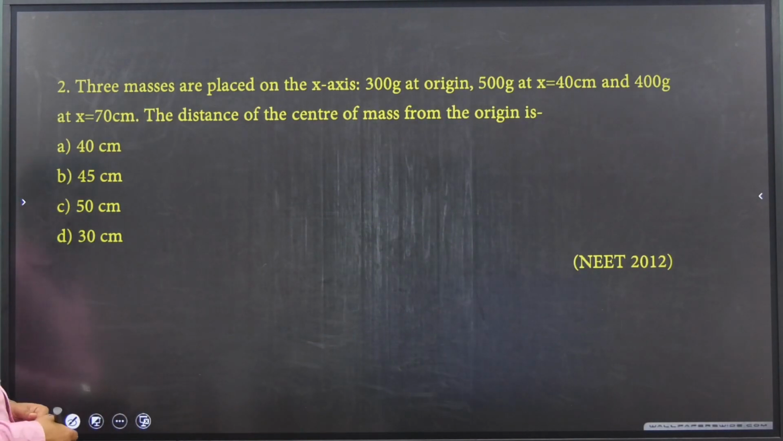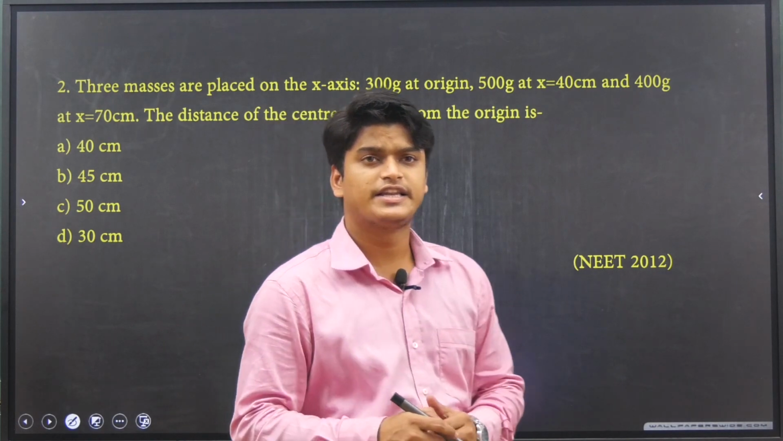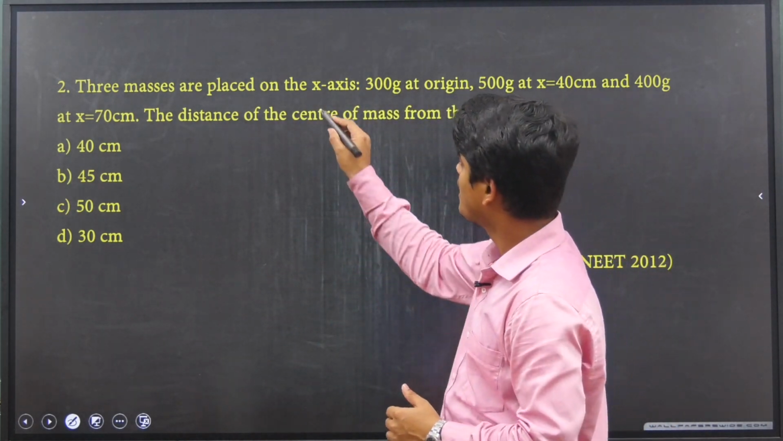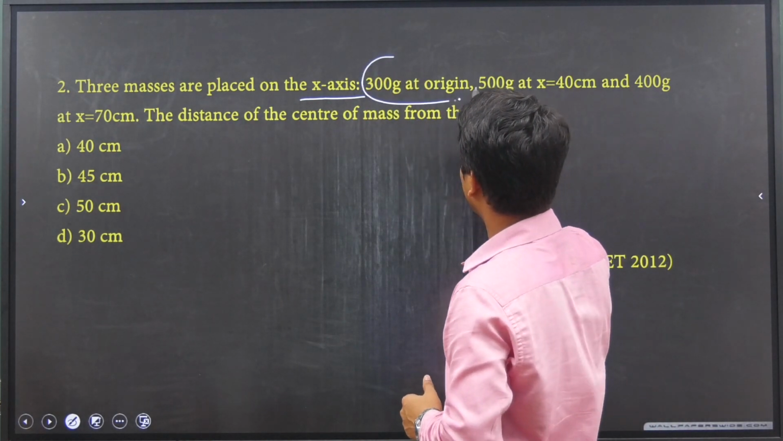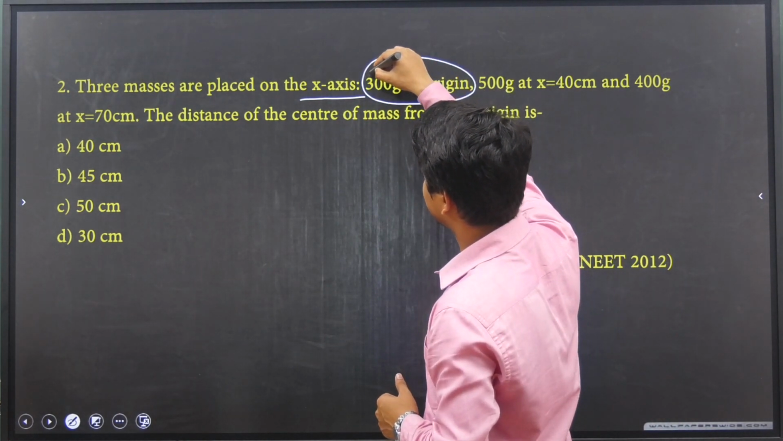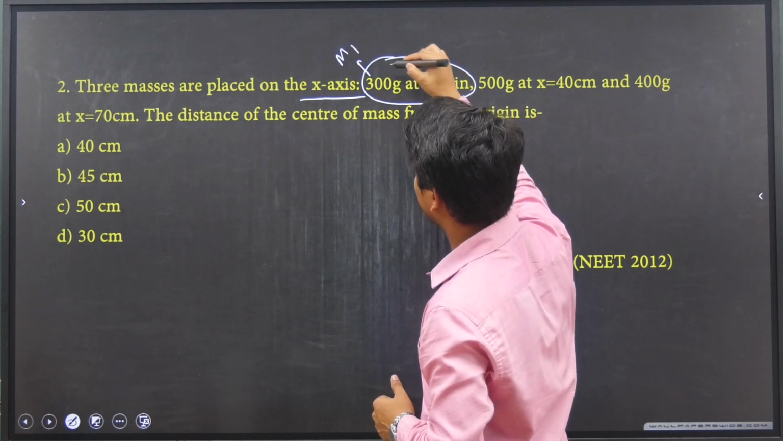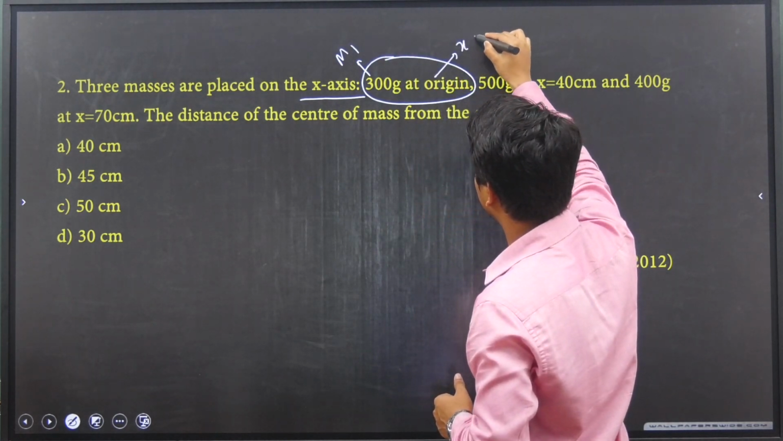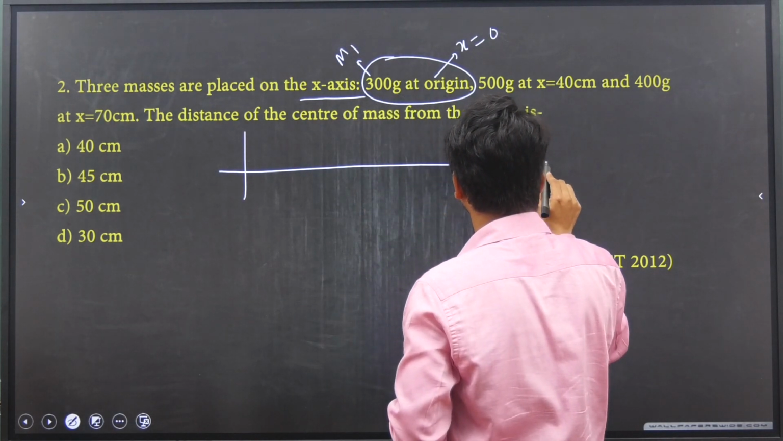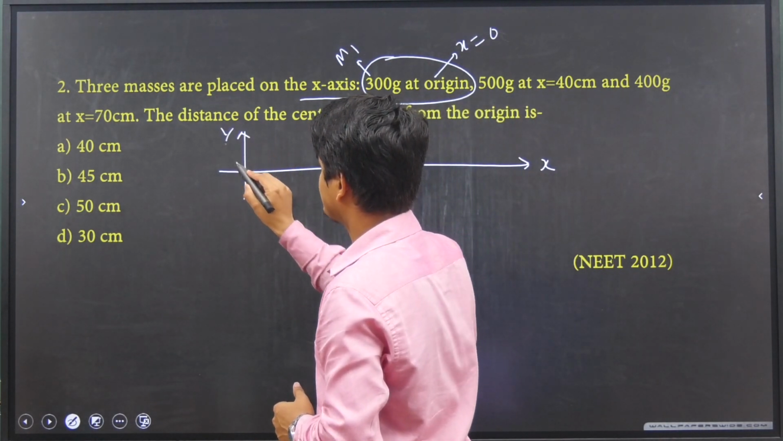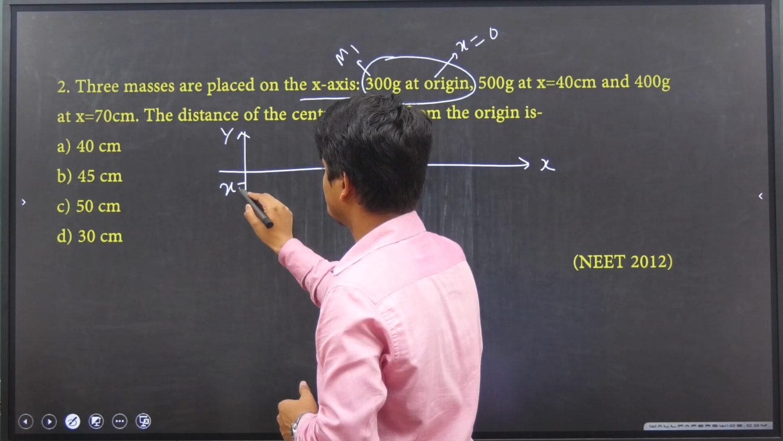Okay. Now next it is telling three masses are placed on the x-axis, 300 gram at origin. Focus on this word: 300 gram at origin means this is the first mass, which I will take as M1. At origin means x equal to 0, and I have to make one x-axis here. This is my x-axis and this is my y-axis. So here this is x equal to 0.